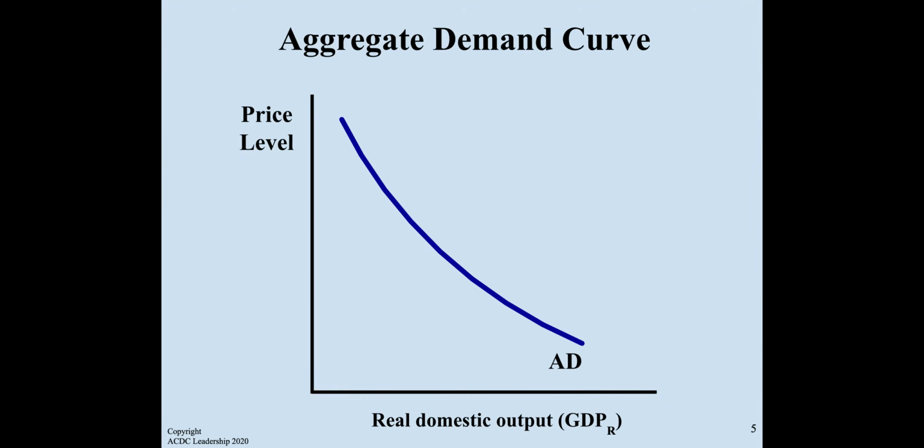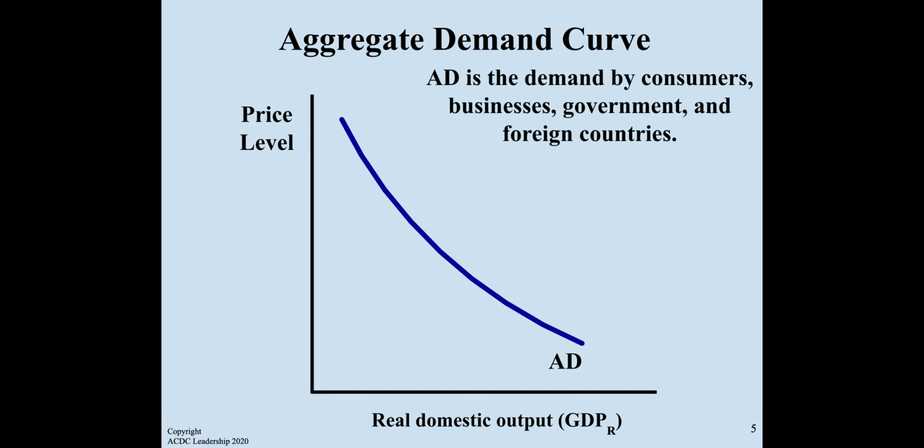Here's a graph that shows aggregate demand. Now, you're already familiar with the demand curve, and you're familiar with GDP. So combining these together will give you the aggregate demand curve. It's downward sloping, just like the demand curve, and you use the abbreviation AD. Now, it's important to know that the price level goes on the y-axis, and the real GDP goes on the x-axis. Aggregate demand is the demand by consumers, business, government, and foreign countries, or C plus I plus G plus XN.